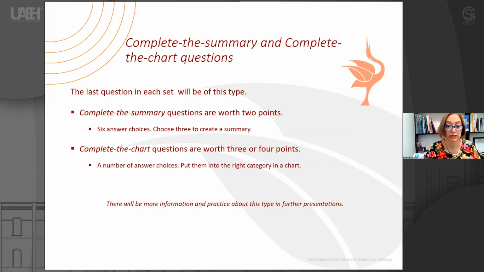Complete the summary questions are worth 2 points. You will have 6 answer choices and choose 3 to create a summary. Complete the chart questions are worth 3 or 4 points. You will see a number of answer choices and put them into the right category in a chart.